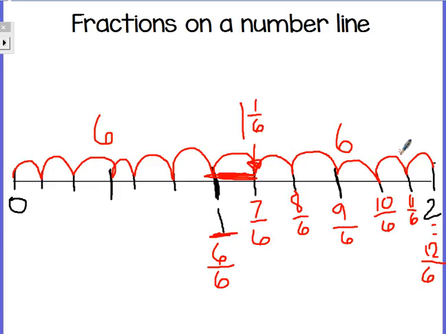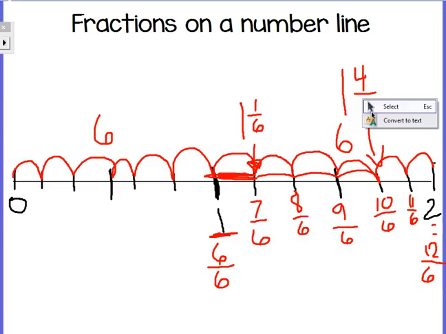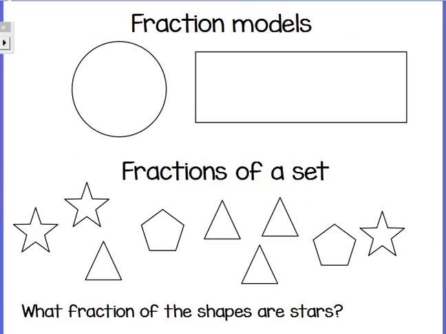So let's say I wanted to count right here, 10/6. I could either count that as 10/6 or as 1 whole. I haven't gone 2 wholes yet, so 1 whole and 1/6, 2/6, 3/6, 4/6. So I could also say 1 and 4/6. Either way is fine. The last thing we're going to look at is fraction models.